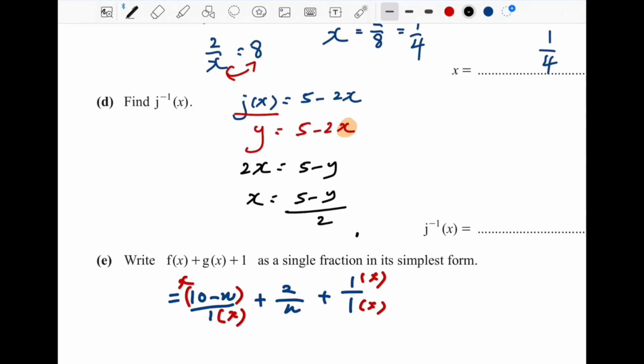Okay, that's the reverse process, right? You change the subject between y and x. So now the input is the output, output as the input. So this is basically the function. Okay, so you write this as j inverse. That's a reverse process, and because it's in terms of y, you have to change it to in terms of x.